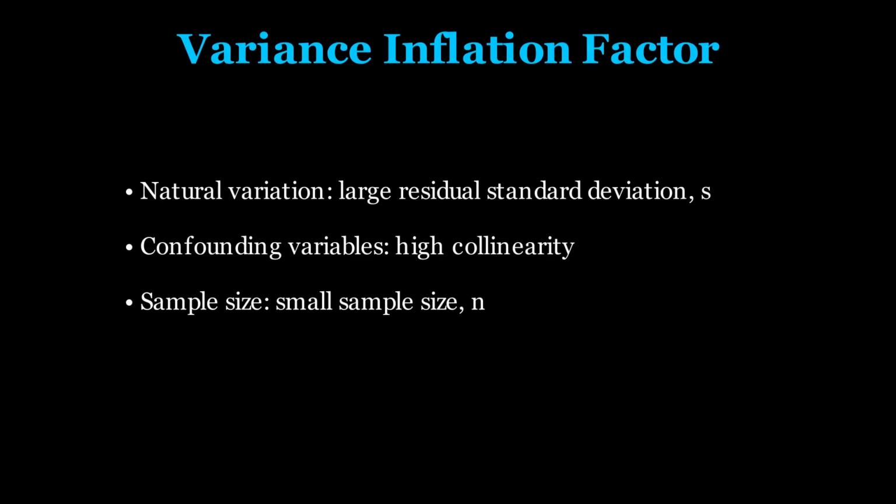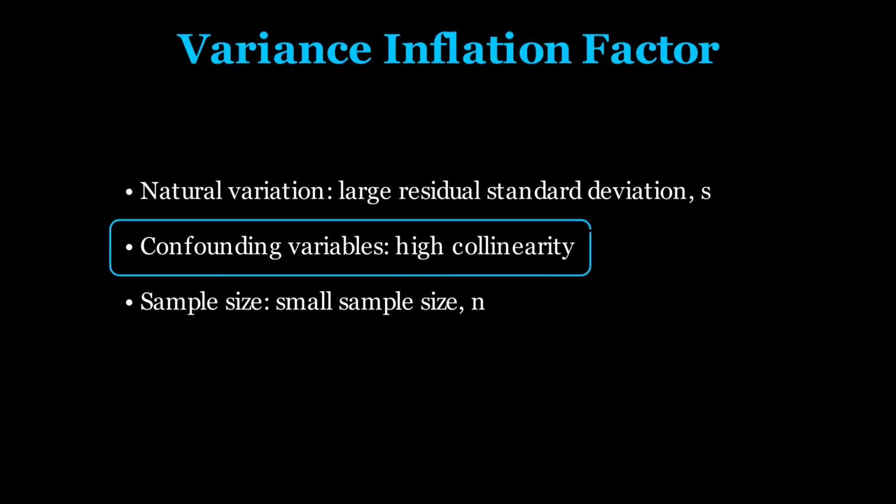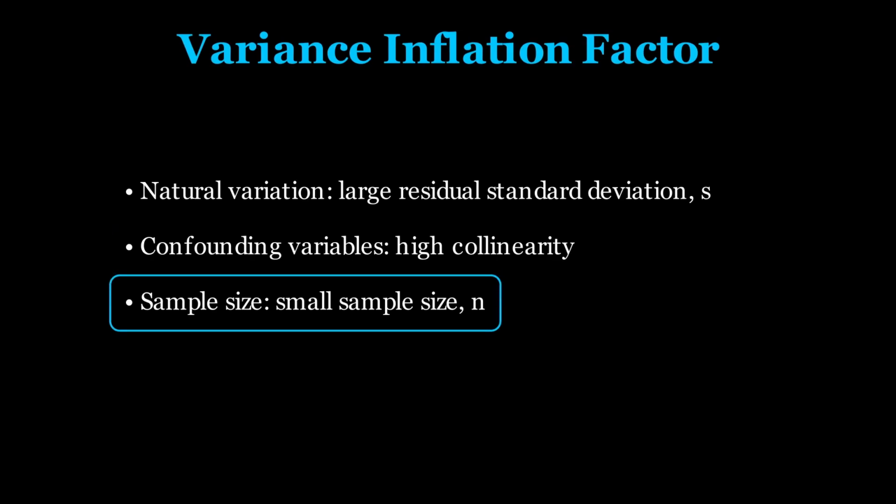In t-tests, variables may appear statistically insignificant for 3 reasons. The first reason is natural variation, measured by a large residual standard deviation s. To address it, reduce variability where possible. The second source is high collinearity, which makes it difficult to distinguish individual variable effects. To address it, we design the sample to reduce redundancy among predictors. The third source is a small sample size n, which leads to larger standard errors. To address it, increase the sample size.